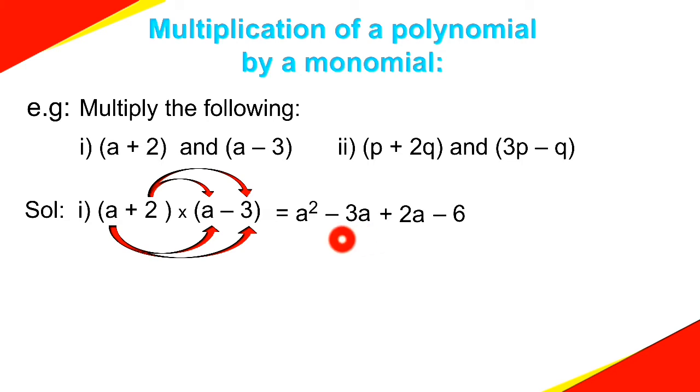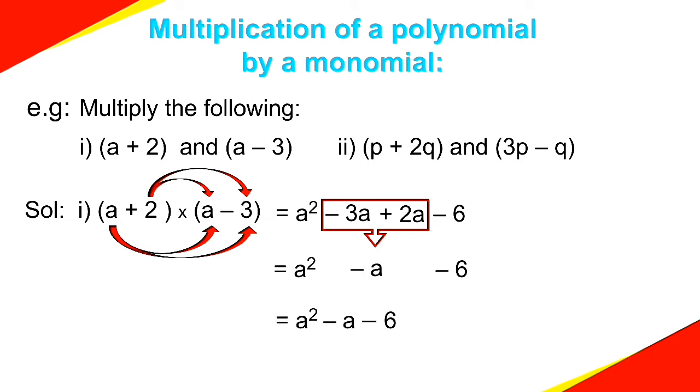Yes. Here you can see these two are like terms, minus 3a plus 2a. Simplify it. What are you going to get? a square. Minus 3a plus 2a gives minus a. Next one is minus 6. Very good. a square minus a minus 6.